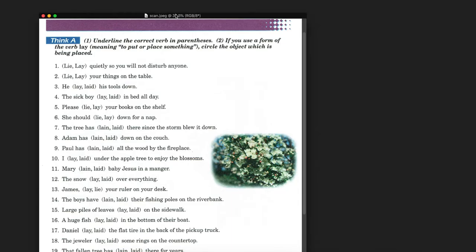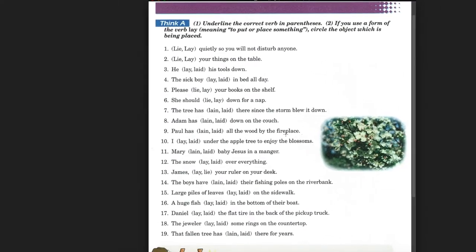Okay, a little bit easier. Underline the correct verb in the parentheses. If you use a form of the verb lay, meaning to put or place something, circle the object which is being placed. All right, so lie or lay quietly so you would not disturb anyone.